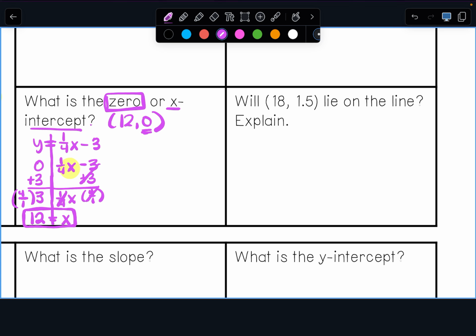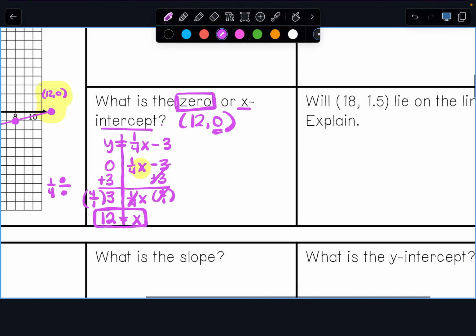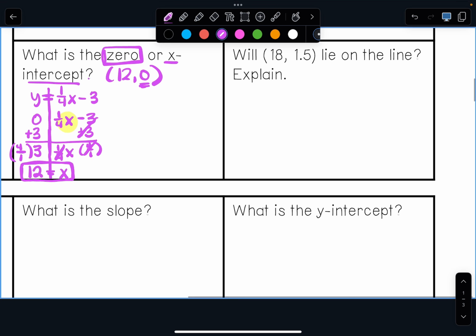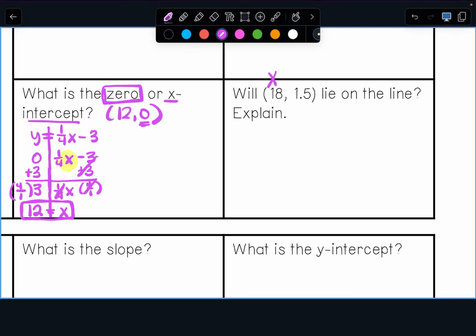Now, will (18, 1.5) lie on the line? Yes or no? How can we tell? You can't graph it because it's way too far from the graph. How do we solve? You replace x and y with the numbers. You replace both points. You replace both numbers.